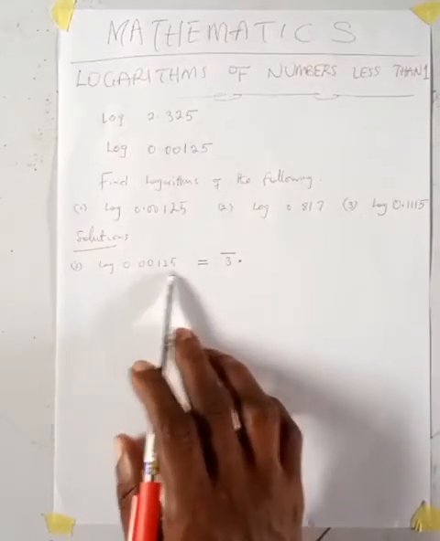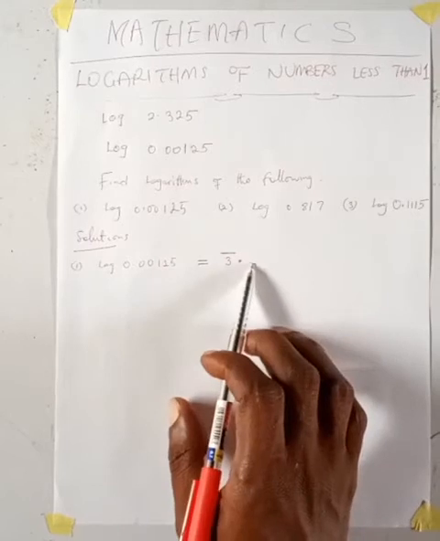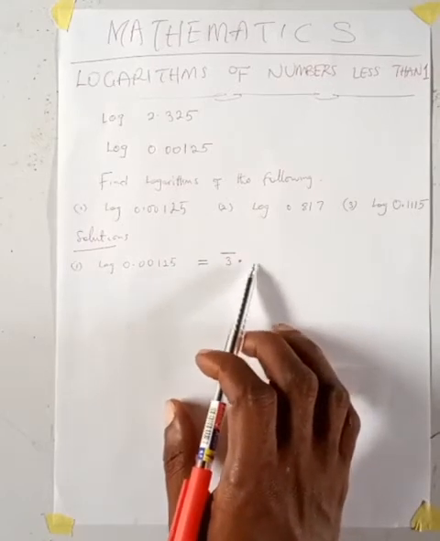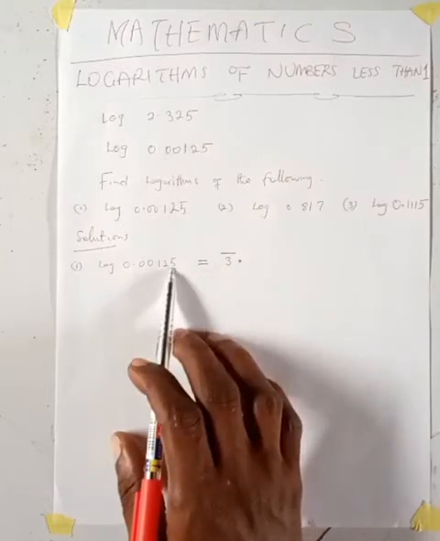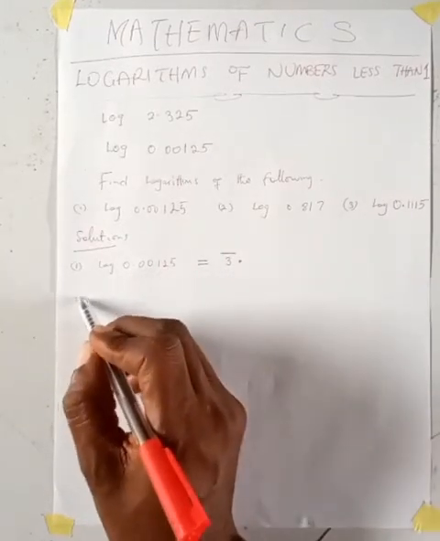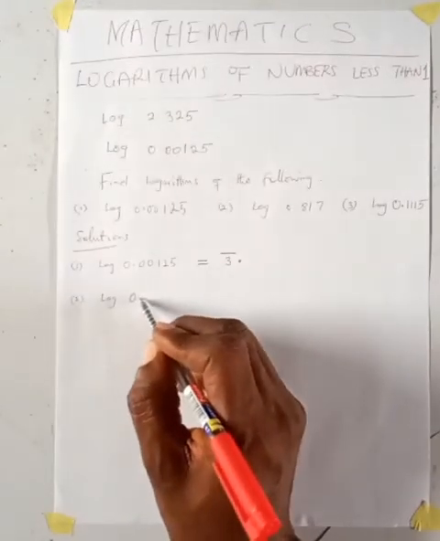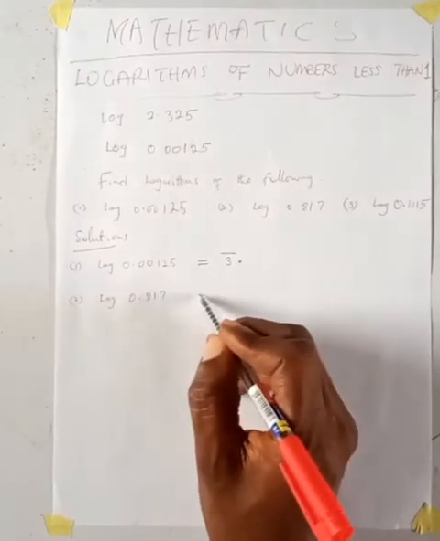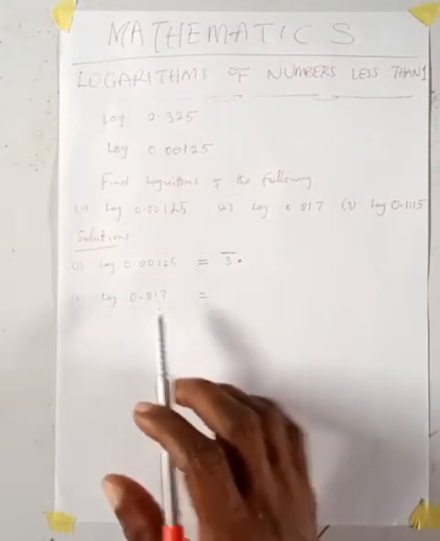So looking for the table, looking for the logarithm of this number is actually not what we are interested in at the moment. But what we are interested in is how do we determine the characteristic of the number which we have here. So in number 2, I have log 0.817. So I'm also interested in finding the characteristic of this number.